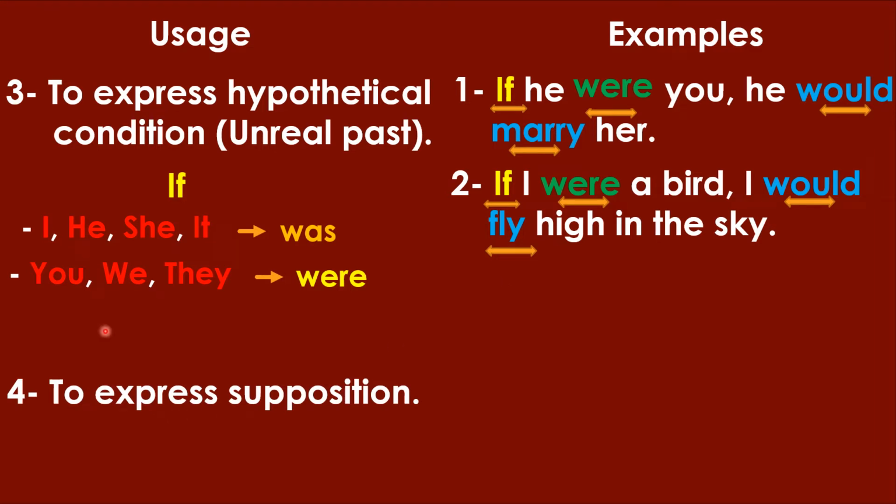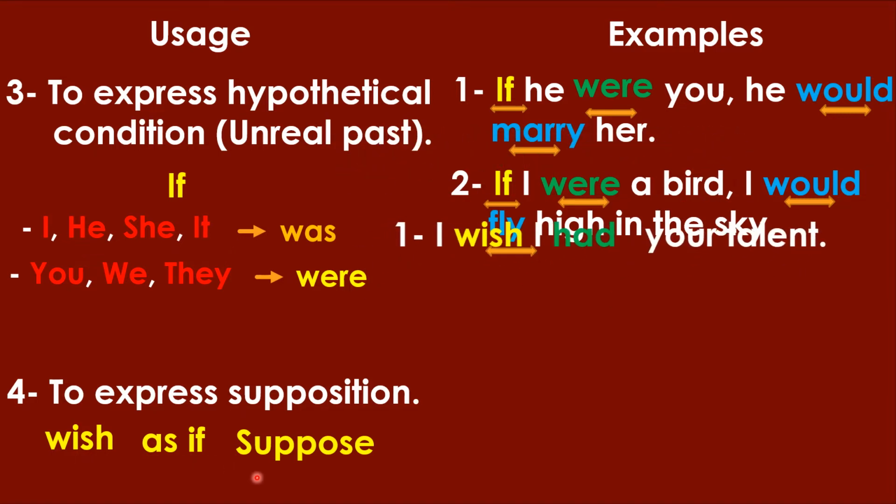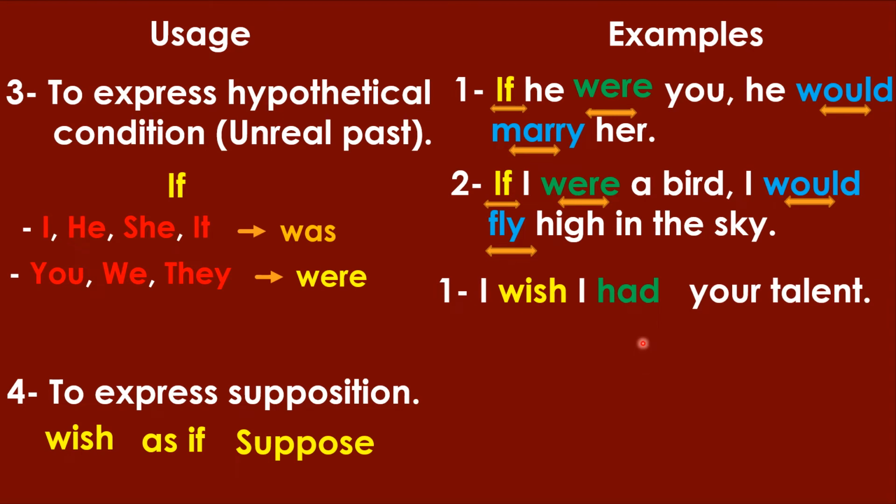Now let's move to another usage of the past simple: to express supposition. It's used with expressions like wish, as if, and suppose. This is the fourth usage of the past simple. Let's have a look at some examples. I wish I had your talent. Here we have wish, and I had your talent.